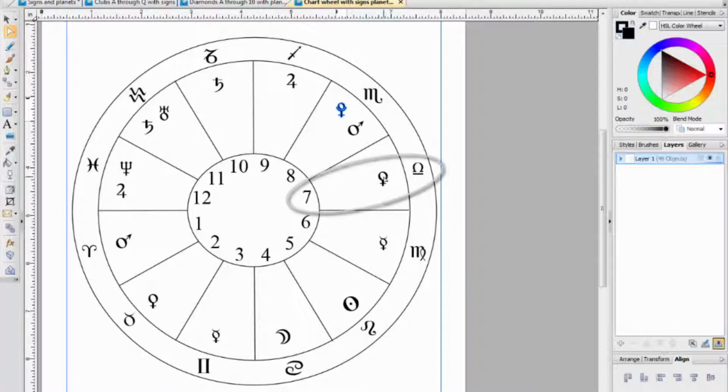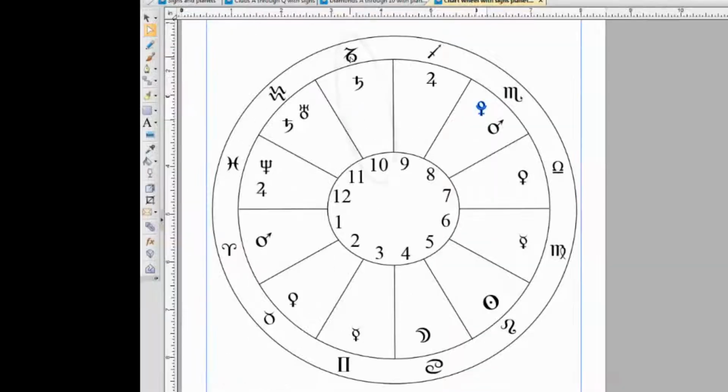Libra, Venus, seventh house. Pluto and Mars and Scorpio, eighth house. Sagittarius and Jupiter, ninth house. Capricorn, Saturn, 10th house. Three meanings here. Aquarius, Uranus, and Saturn, 11th house. Neptune, Jupiter, Pisces, 12th house.